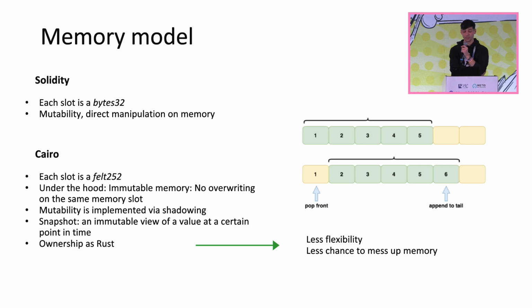Having immutable memory leads to less flexibility, but also less chance to actually mess up memory. And for example, arrays in Cairo are actually just queues, because you can only remove elements from the front and append new elements to the tail, as this only involves pointer updates and not memory updates, as you cannot overwrite a slot.